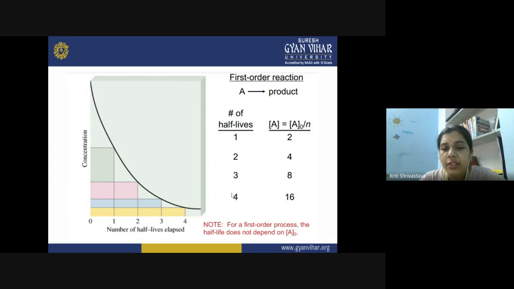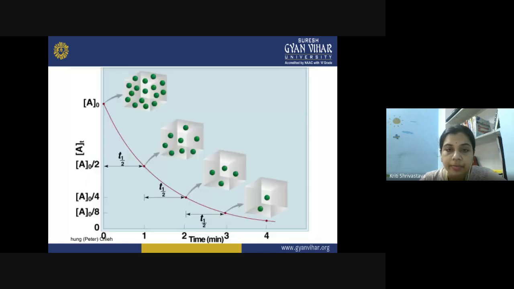So at the end of the fourth half life, the concentration of the reactant becomes just 1/16th of the original concentration. So you have started with the A naught value, but at the end of the fourth half life, this becomes 1 upon 16th of the A naught. But all these values are similar, all the half lives are same. So this indicates to us that in the first order reaction, the half life does not depend on the A naught value.